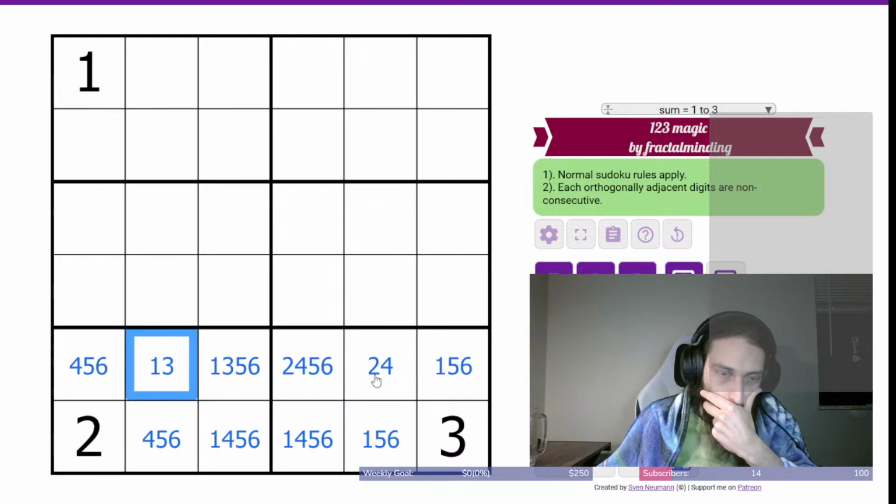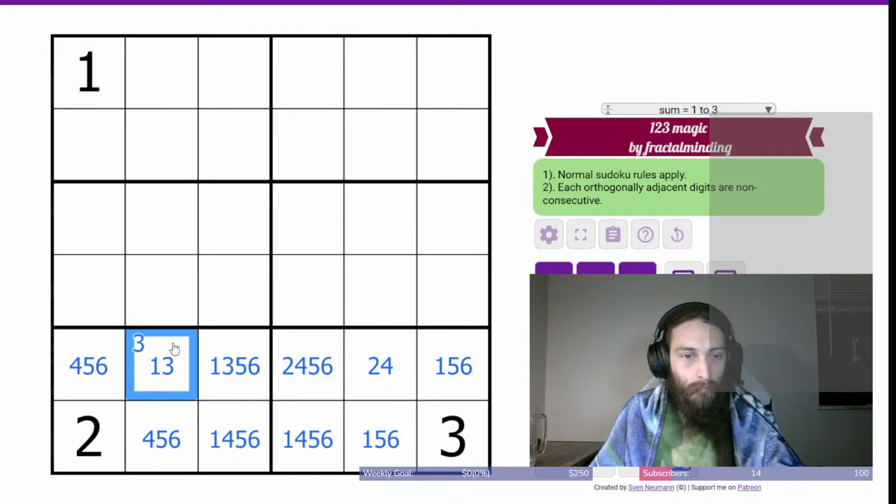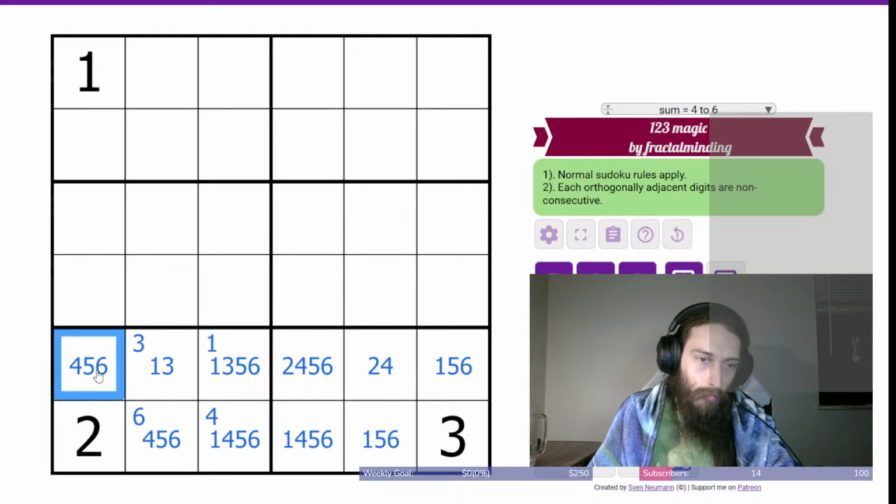The one that's highlighted now, if it's a 3, then it's a 5-6 pair around the 2. That's a 4, so to the left is a 6, because you can't put 5 next to 6, or next to 4. Right.